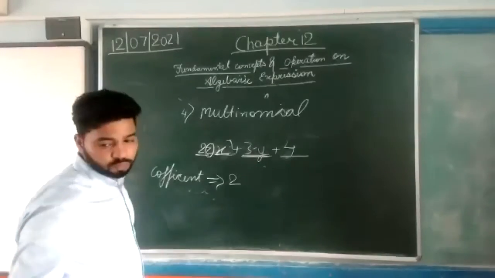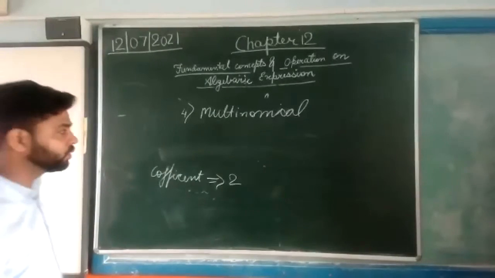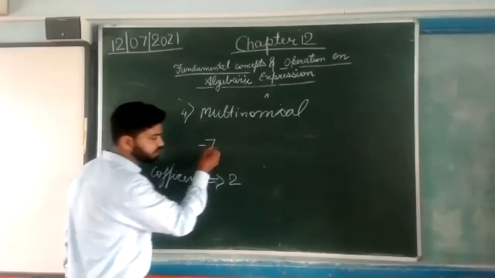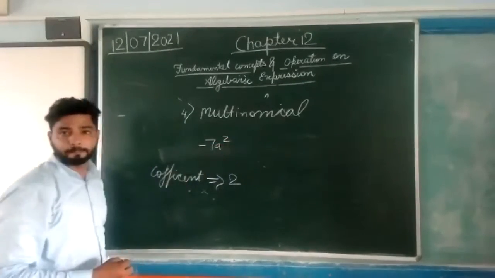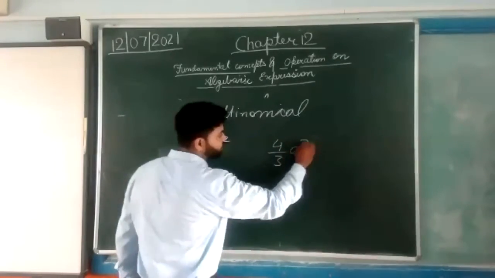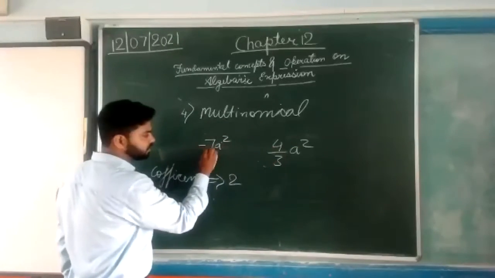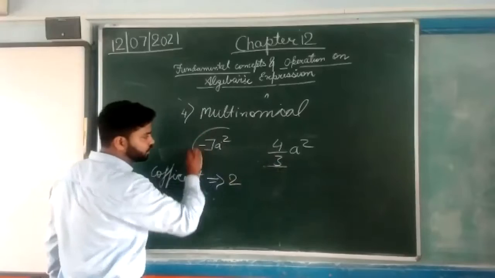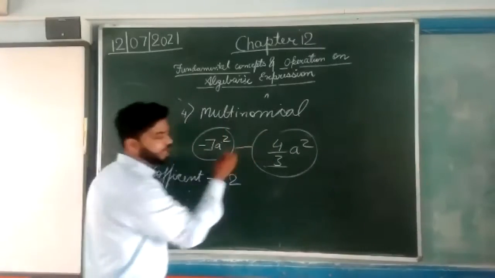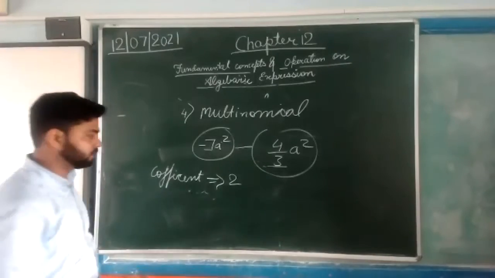Like term. What is like term? Look at here, everyone. Suppose it has minus 7 a square, and it also has 4 upon 3 a square. Both the terms consist of a square, and the other part is the constant value. So these both are called like terms.